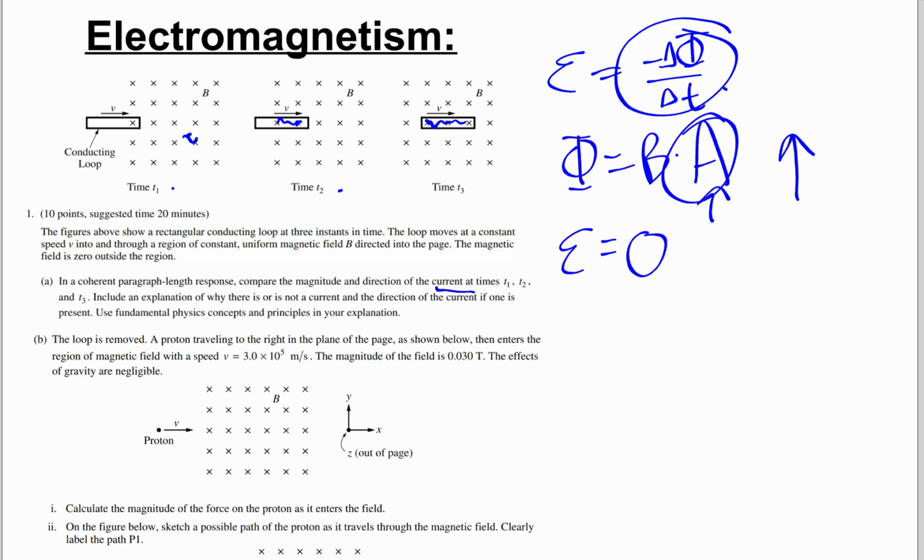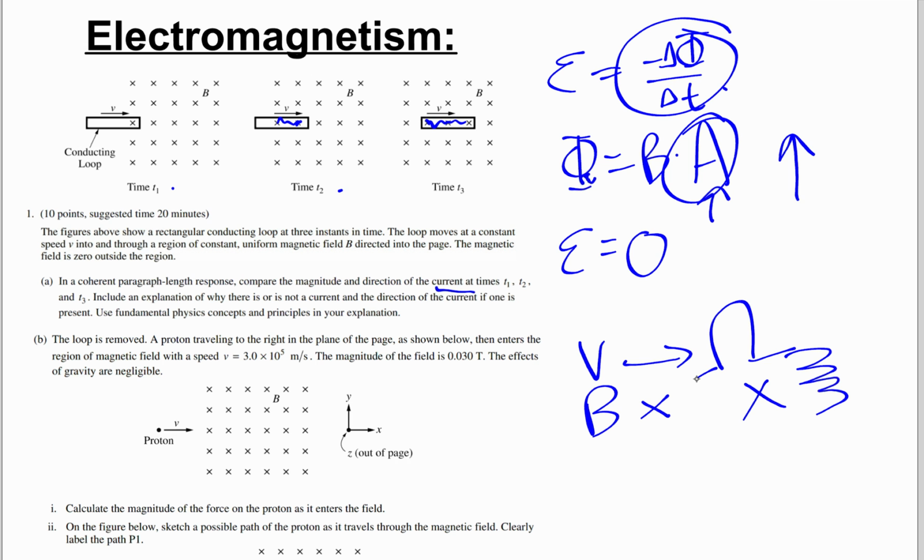Okay, so the best way to do this is to do the right-hand rule. So if we look at t1 or t2, our velocity is going to the right. Okay, the magnetic field is going into the page. So your fingers are pointing to the right. Remember our right-hand rule, our fingers are pointing to the right. Okay, our palm is going into the page. So that's going to be X, and that means that our thumb is going to be pointing up.